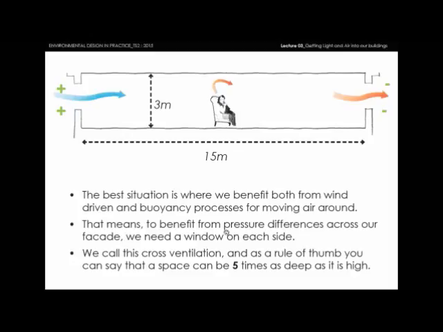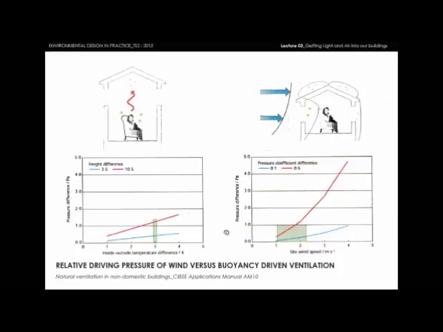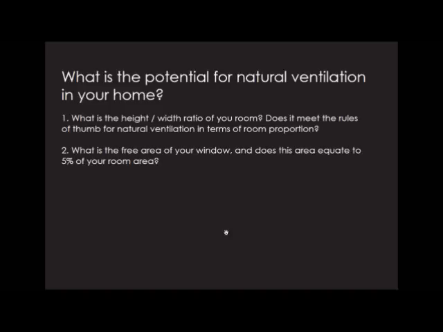That means if you have a 3-meter tall floor to ceiling, you can have about a 15-meter depth. Now, I'm not sure how many of you are going to have 15-meter bedrooms, but see how you get on. And just to say that the difference in terms of those two driving forces is quite extreme. It is far more effective to use wind-driven than to use buoyancy, but that's not always possible. So I'll tell you about both of them.